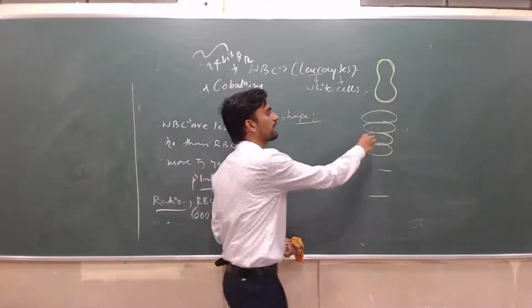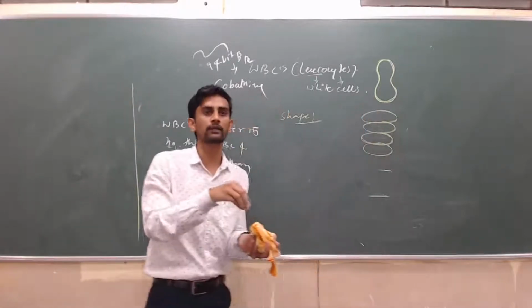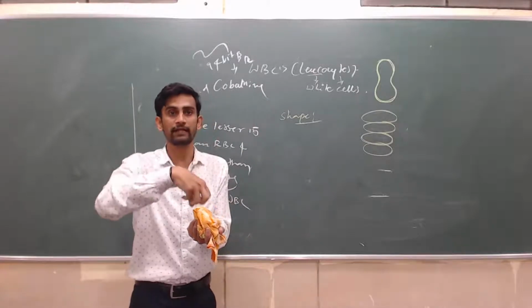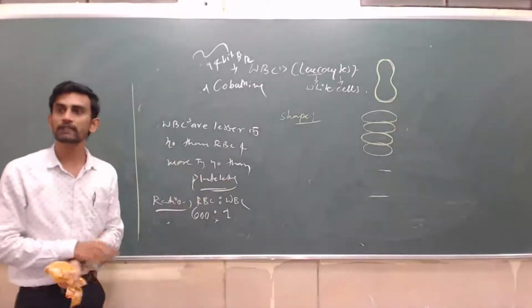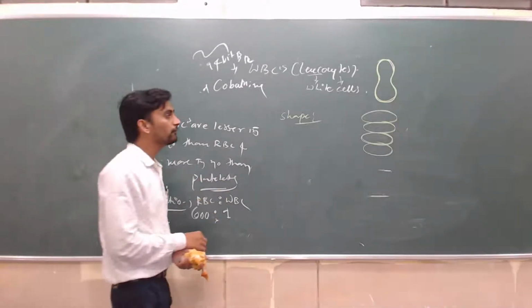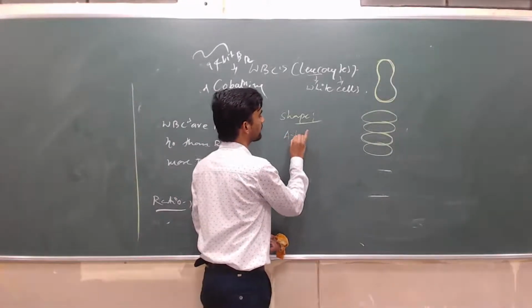So these are arranged one above the other, like how you will find piles of coins one above the other, in a similar way. Like that only. When you come across the shape of WBC, WBC will have an amoeboid shape.